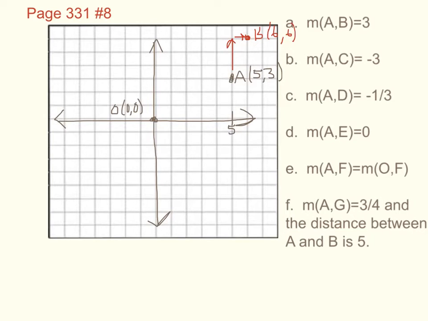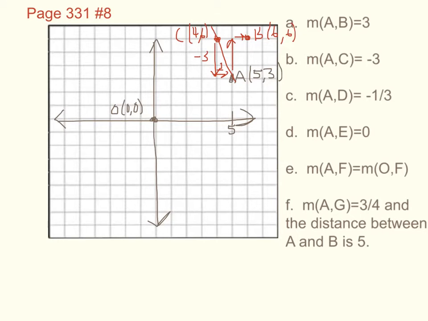For C, we want the slope of the line through AC to be equal to negative 3. So if we put it right here, which would be at the coordinates (4, 6), the slope of that line would be negative 3, because our rise would be negative 3, and our run would be 1, and negative 3 over 1 is equal to negative 3.